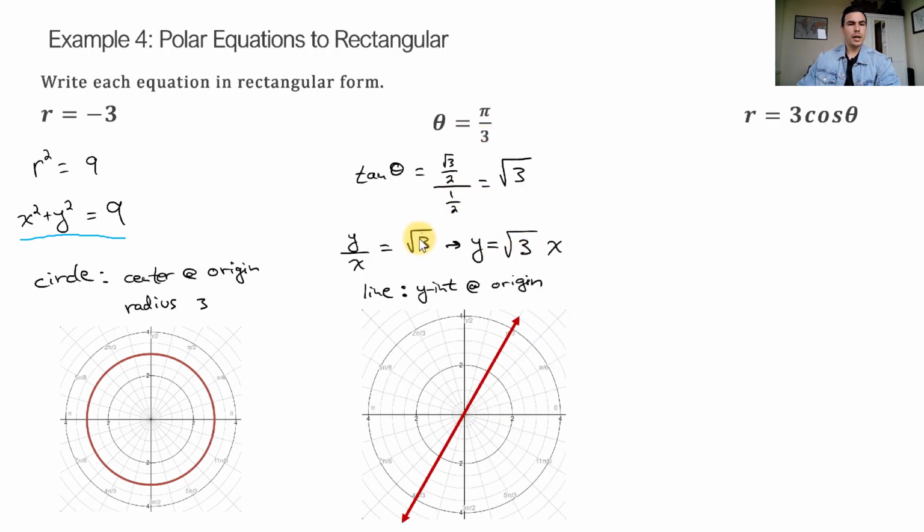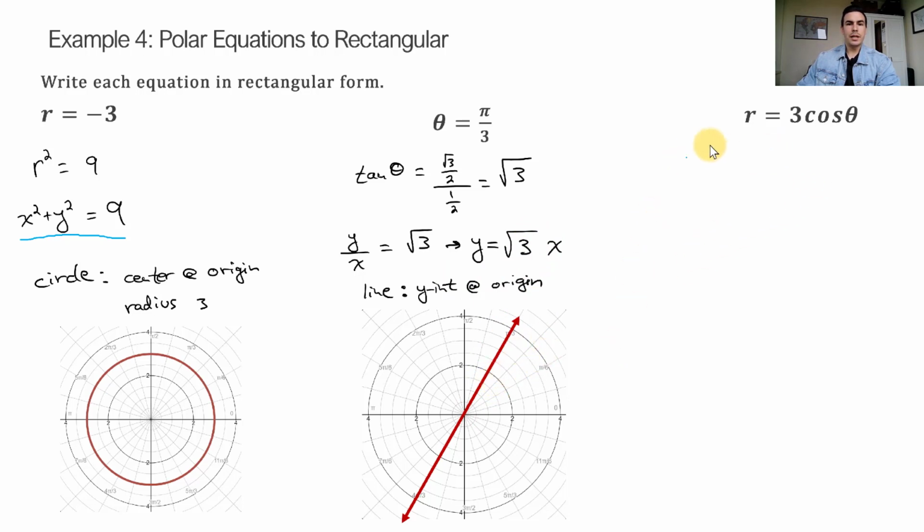Alrighty, hopefully you got y is equal to root 3 x, okay? And we just took the tangent of both sides, and I am left with tangent theta equals root 3. I know that tangent of theta is y over x, okay? So I substitute that in and multiply by x to solve for y. So y is equal to root 3 x, okay? And that is just a line with a slope of root 3 that goes through the origin just like this.